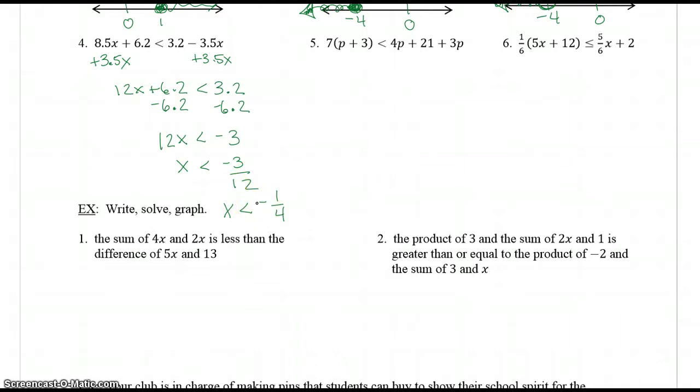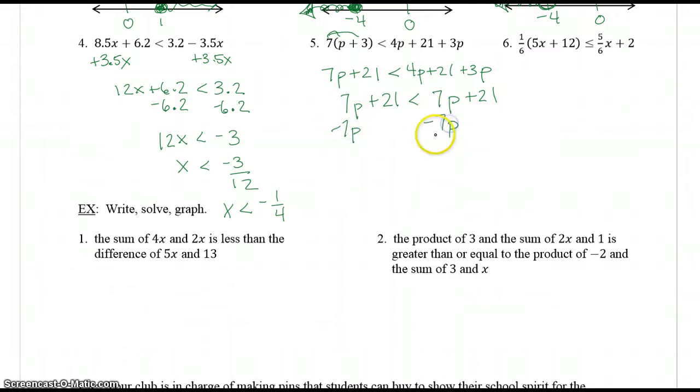So, looking at number 5, let's distribute first. We get 7p plus 21 is less than 4p plus 21 plus 3p. I'm going to combine like terms on the right-hand side. And it looks like we have 7p plus 21 is less than 7p plus 21. Now, if we subtract 7p from both sides, all of the variables end up canceling out. So we have 21 is less than 21.